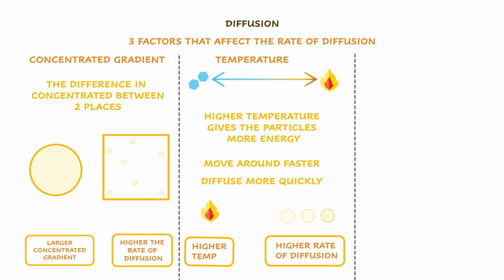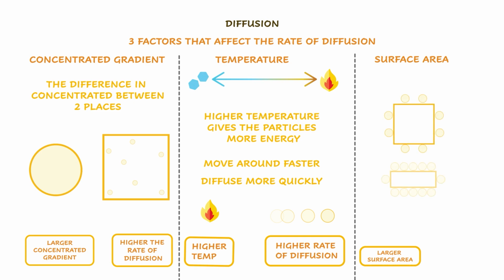The third factor is surface area. A larger surface area results in a higher diffusion rate. Consider two boxes with the same volume, but the bottom one has a larger surface area. More particles can interact with its surface, allowing for greater simultaneous diffusion. As a result, diffusion occurs at a higher rate when the surface area is larger.